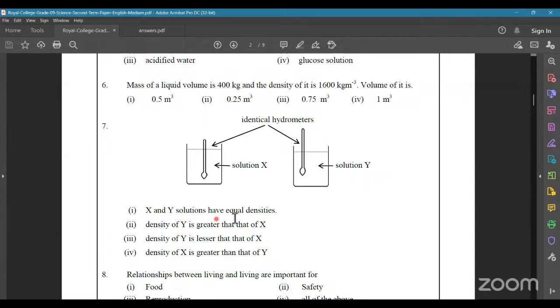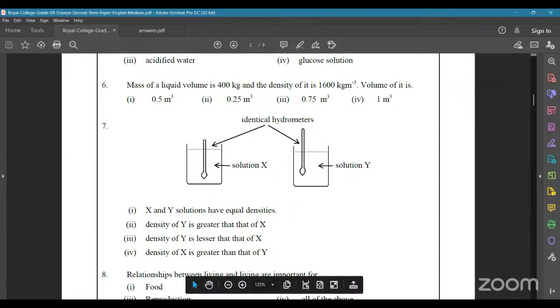So X and Y solutions have equal densities. It is wrong. Density of Y is greater than that of X. Correct. So here it is greater than X. That's why this is floating. That means it is floating more than in solution X.